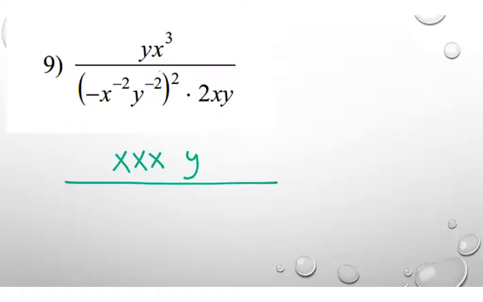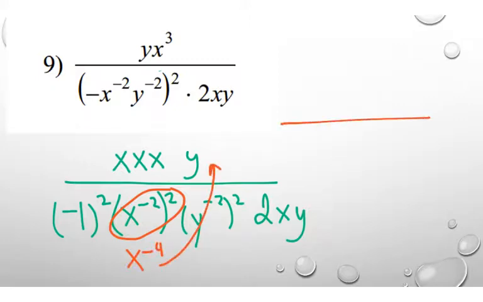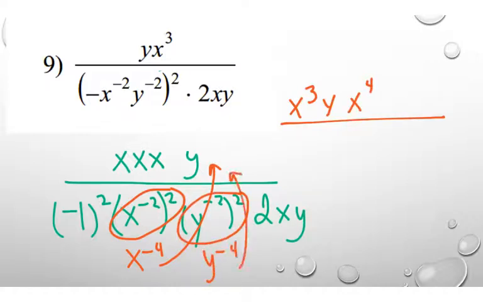Okay, on the bottom, everything in the parentheses is to the second power. So I've got negative 1 to the second power, x to the negative second to the second power, y to the negative second to the second power. Now the 2xy, that's not to the second power, so I'm going to write it like that. Now this part right here, x to the negative second to the second, that's x to the negative 4. Since the exponent's negative, that means it's going to move. So I will have the original x to the third y, and then I'm going to have x to the fourth. Same reason, this is going to be y to the negative fourth, and so that's going to move up to the top.